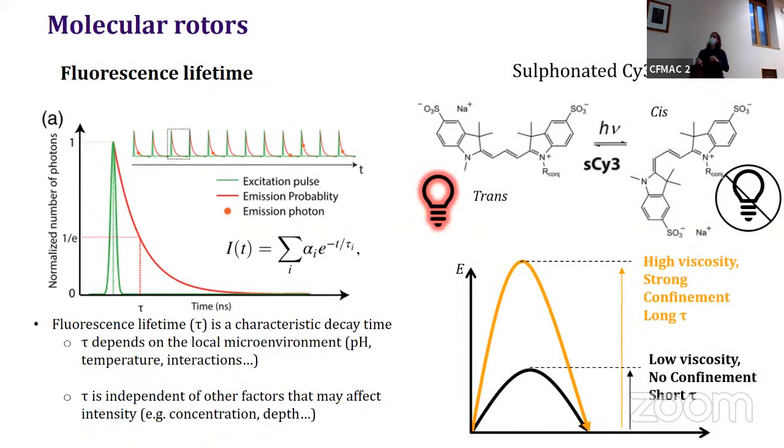So we're looking at these molecules that are called molecular rotors, and in particular this one, which is sulfonyl Cy3. Basically, these molecules have two configurations, the trans and the cis. When they are excited with the laser, they have this configuration, and then they decay, or transition, into this other configuration, the cis, which doesn't emit. So in this process of going from here to here is when we measure the lifetime decay.